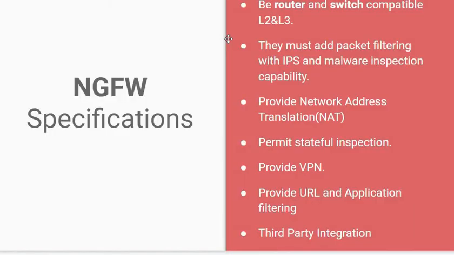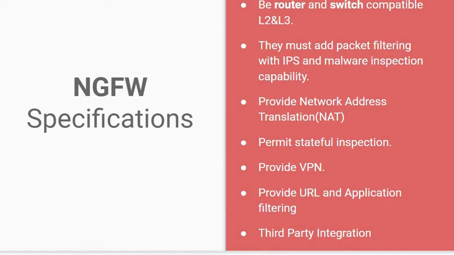NGFW should have router and switch compatibility. They must add packet filtering with the IPS and with malware inspection capability. It should provide network address translation. By the way, it is a method of remapping an IP address space into another by modifying the network address information. And also it permits stateful inspection, provides the VPN, provides URL and application filtering and some third-party integrations. So these are some features of it, or we can say the specification of the next generation firewall.